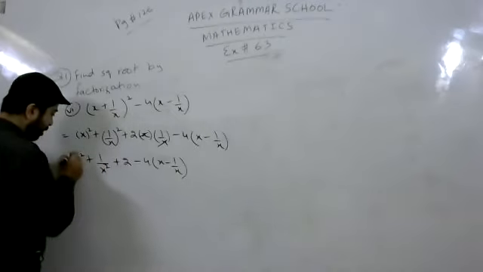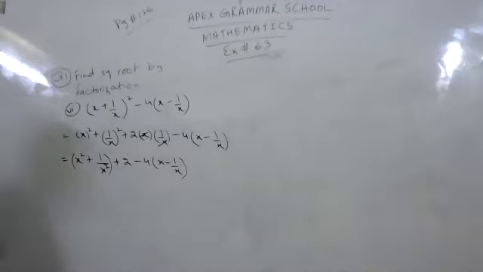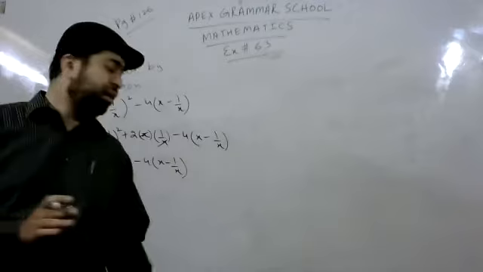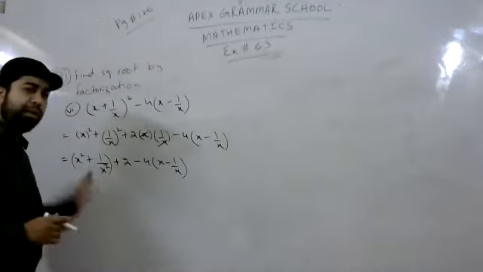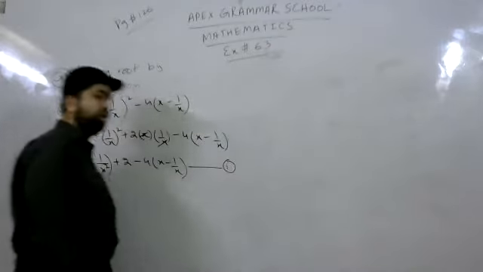Now I am applying bracket here. If I am not applying bracket, there will be no difference. But for some methods, like x square plus 1 over x square, I am applying the method here. And for this equation, I am writing that this equation is equation number 1.